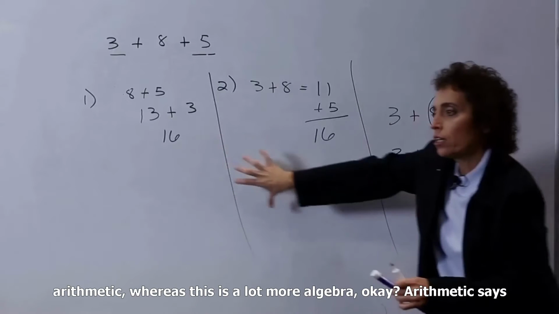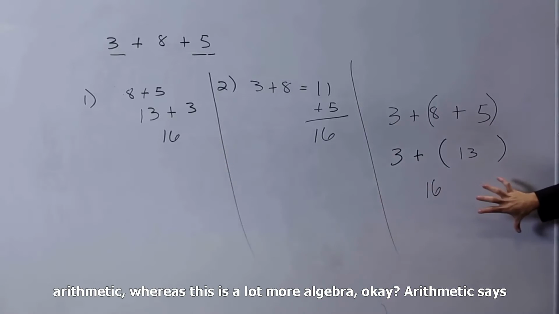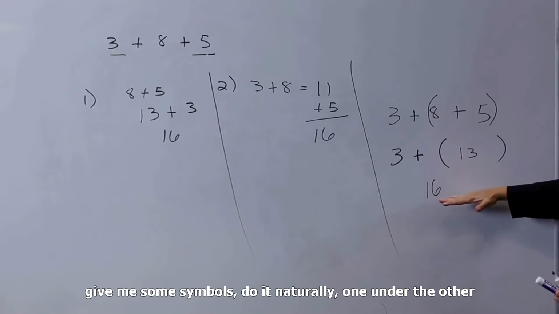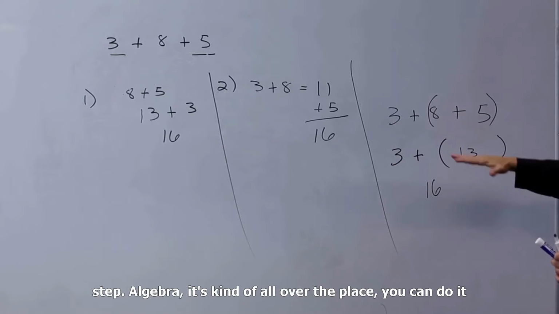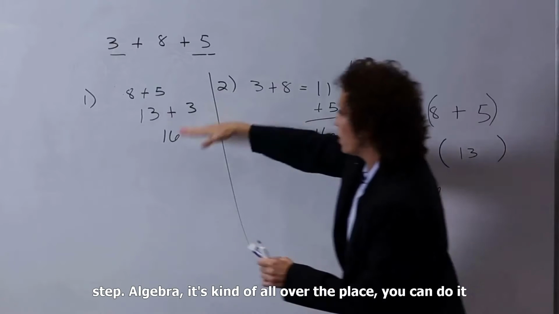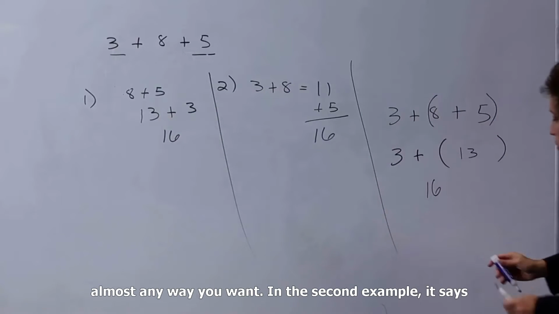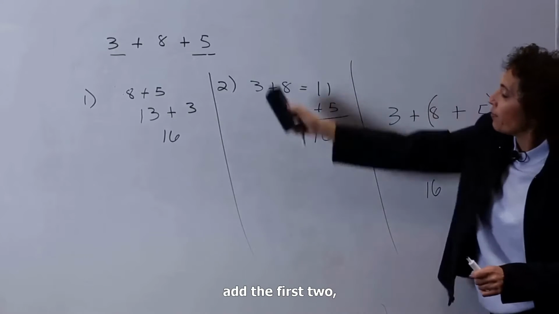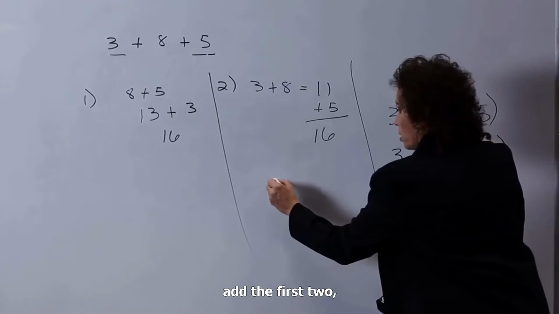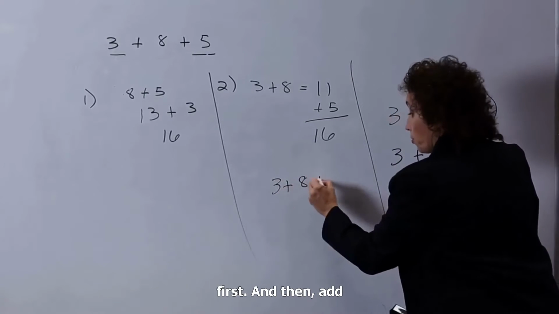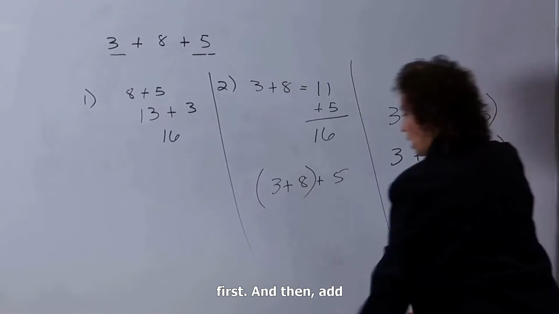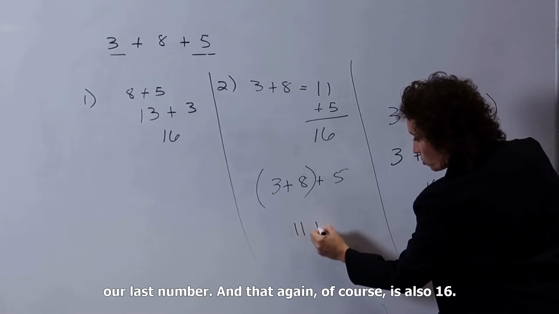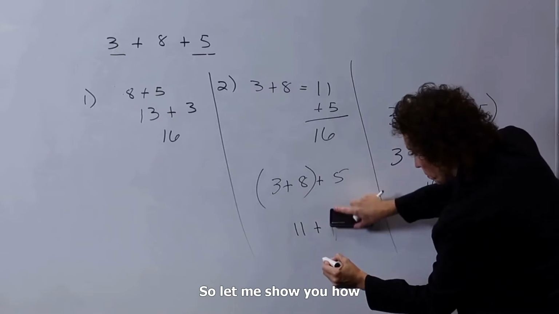This is a lot more arithmetic, where this is a lot more algebra. Okay? Algebra says, give me some symbols, do it naturally, one step under the other. Algebra, it's kind of all over the place. You can do it almost any way you want. In the second example, it says add the first two first, and then add your last number. And that, again, of course, is also 16.